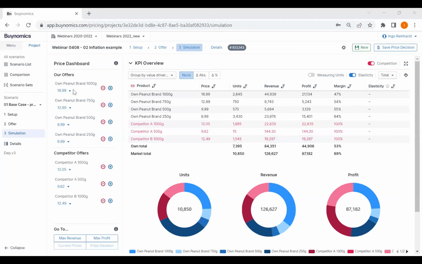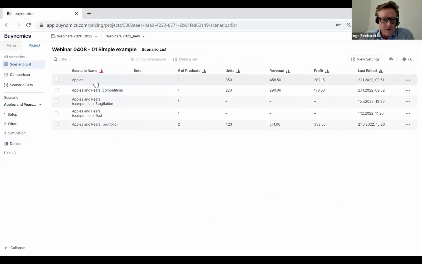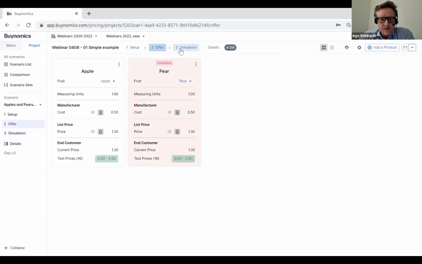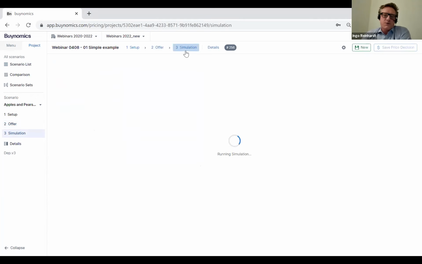And let me just switch back and start with the simple example. So just to get started, a very simple example that's very close to the 1 or 2 product case that we had before. So we're selling apples. Let's say we have one competitor sells pears. We have different price, so we both sell at 130 here. We have costs at 50 cents each case, and we sell to a certain audience of people.